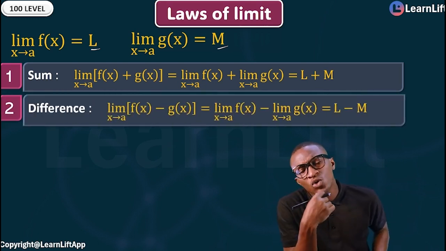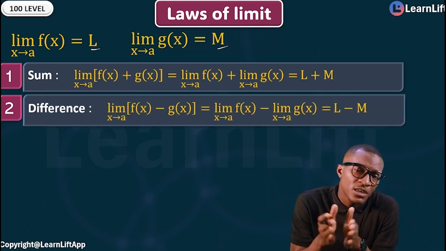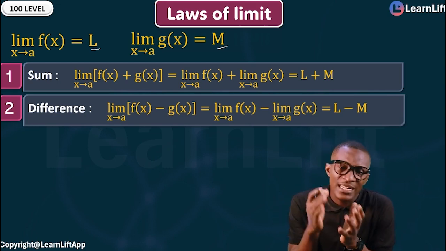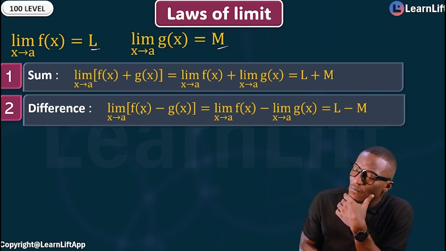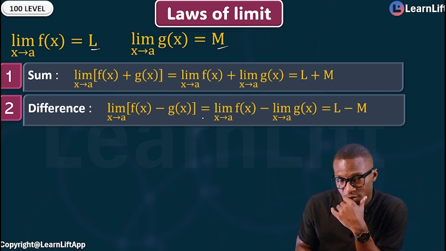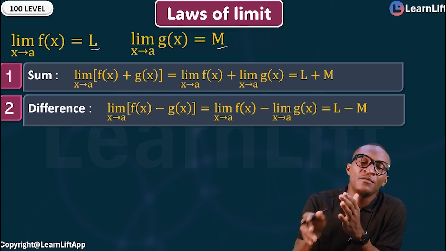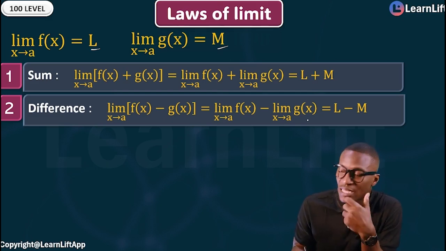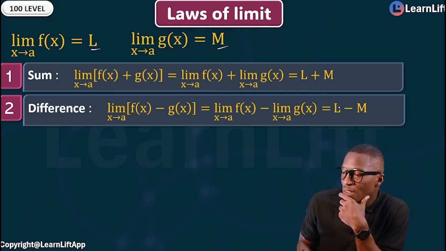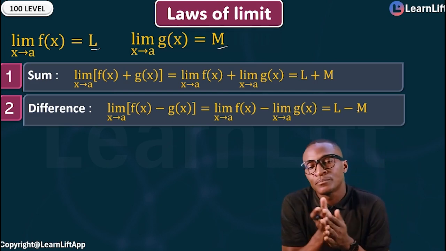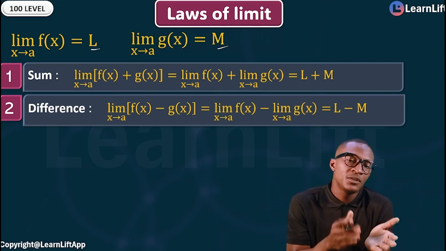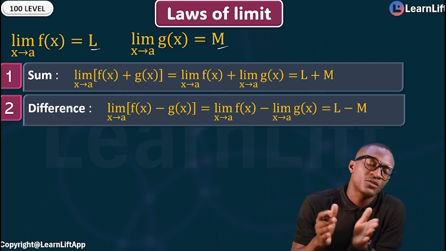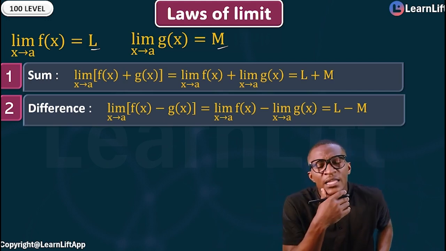Now, let's see law 2. Law 2 says that the difference of the limits is the limit of the difference. That means if we have f of x and g of x, and we are asked to separate them, we can break them individually and have the limit of f of x minus the limit of g of x, or you carry their answers and say L minus m. So the sum of the limits is the limit of the sum, and the difference of the limits is the limit of the difference. Are you seeing that?